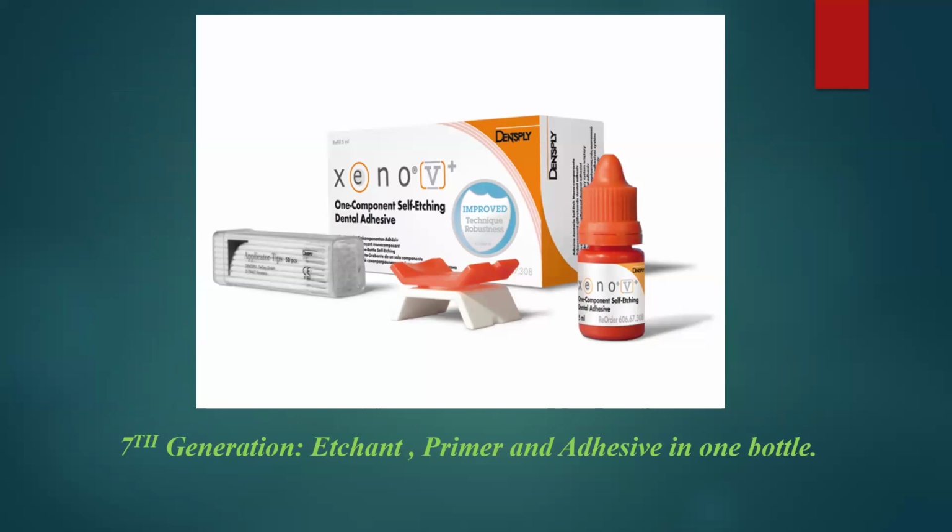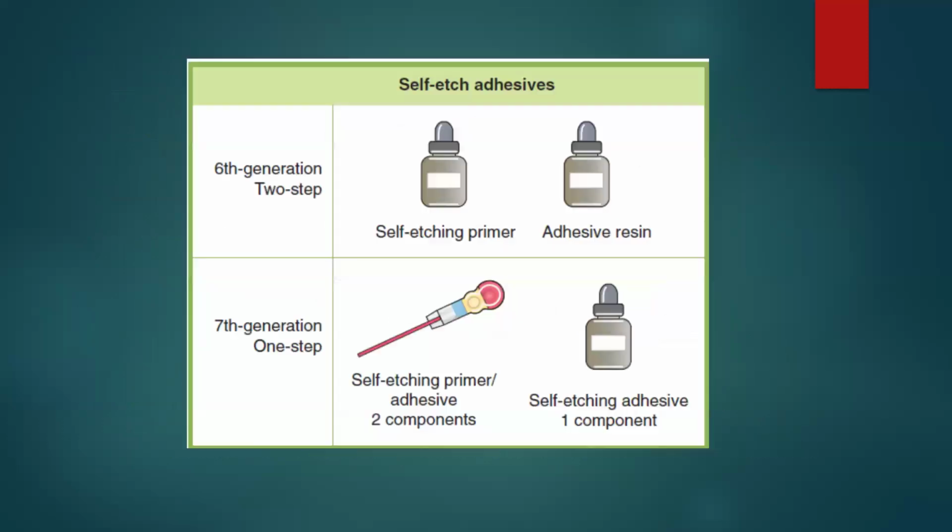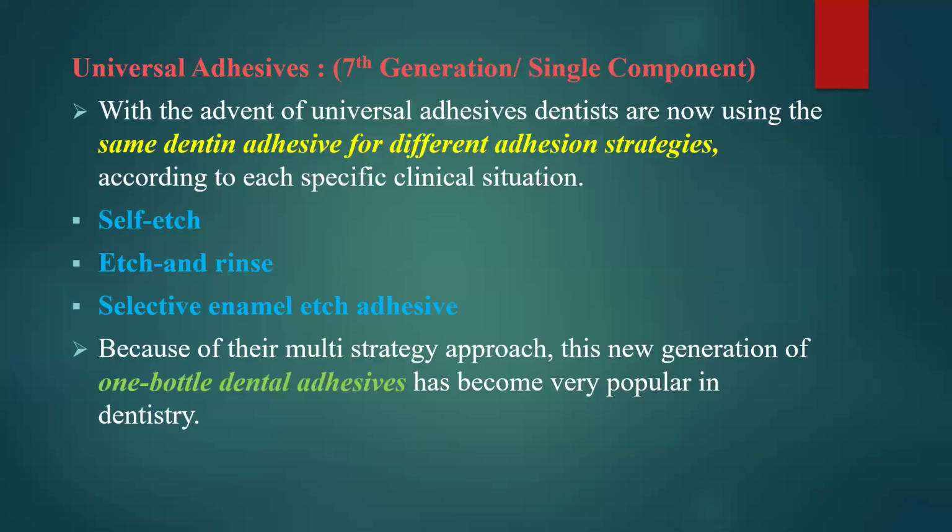Here is the example, Xeno V, a 7th generation etch and primer adhesive in a single bottle. Here we can see the pictorial representation: the 6th generation two-step procedure, self-etching primer and an adhesive resin. In the 7th generation, the self-etching primer or adhesive as a two component and the self-etching adhesive as a one component. Coming to the universal adhesive, 7th generation single component.